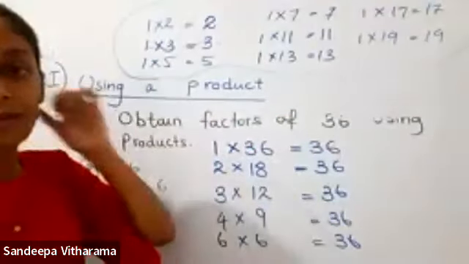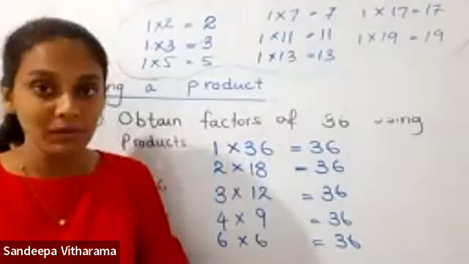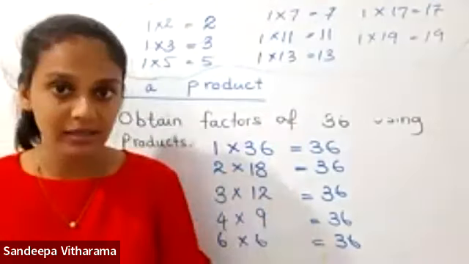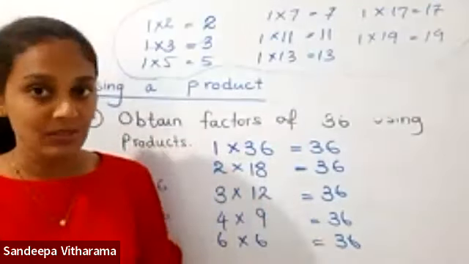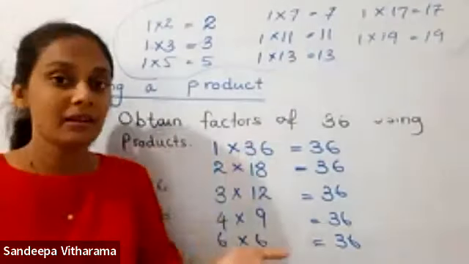You have to remember this. These are called the prime numbers. It's all because they have only 1 and themselves as the factors. Who are the factors? 1 and the number itself. That means only 1 and itself.